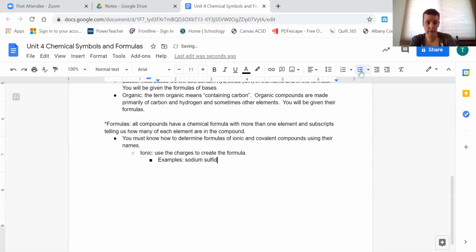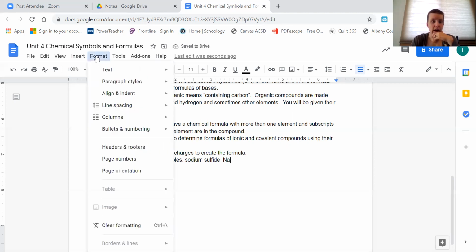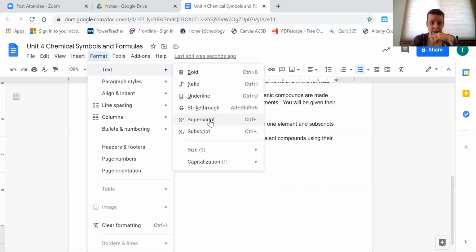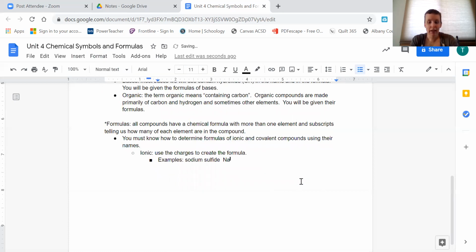Sodium sulfide. On one of your periodic tables, I had asked you at one point to write down the charges that those atoms would form when they become ions. So you find sodium on that periodic table, and you'll see its symbol is Na. If you followed my directions before, it has a charge of 1+ because it's in that first group. Group 1 is always going to form a 1+ ion. Group 2 is always going to form a 2+ ion.